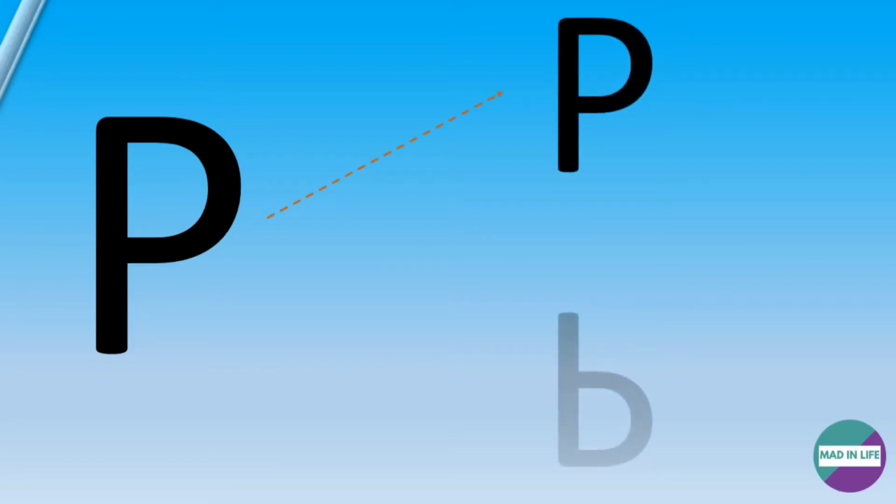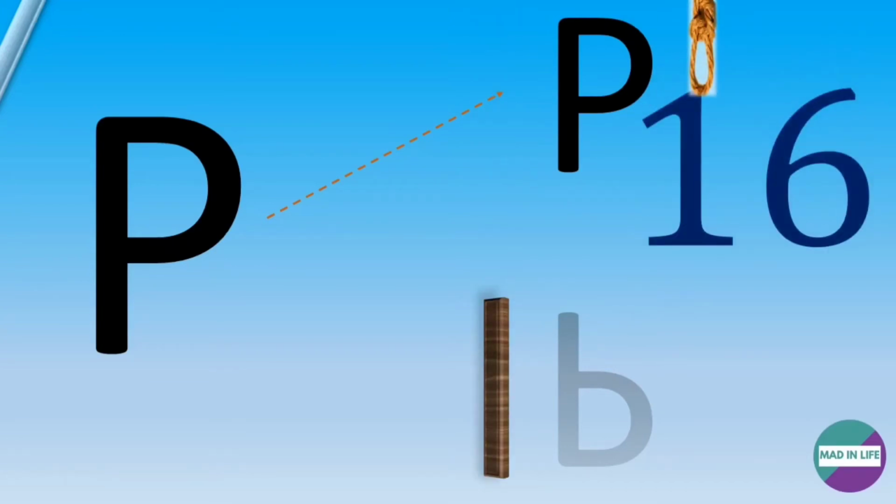P, that is a letter P. Now try and make a mirror image vertically upside down. Okay, this is the mirror image. How is it looking? It is 6. So that is 16. So P is at 16 position. Let us move ahead.